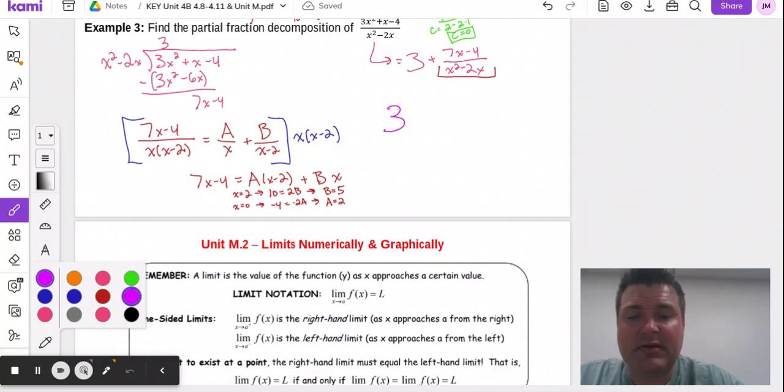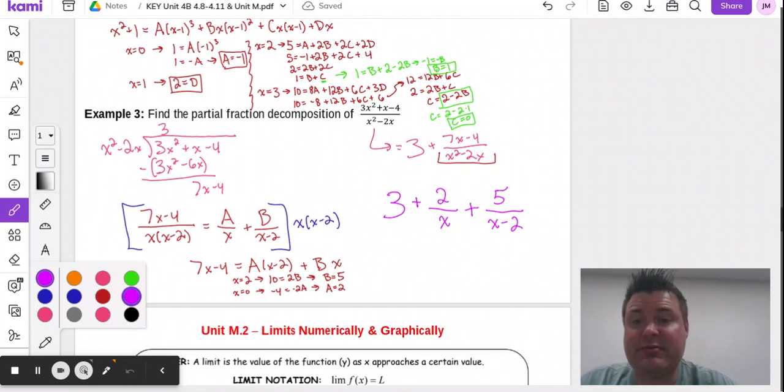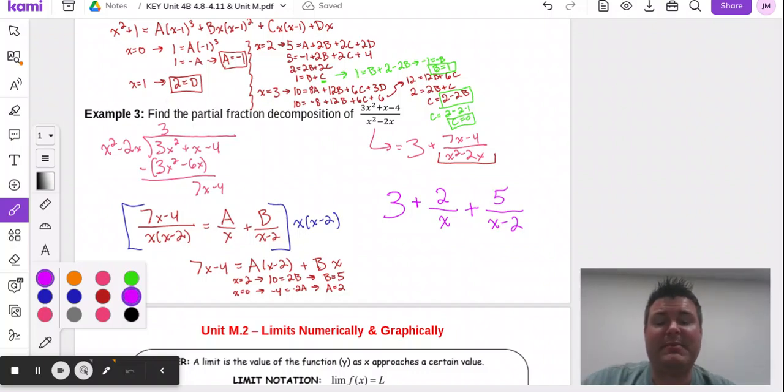So my final answer here, I'm going to write this in purple, is going to be 3 plus, and we have a, which is 2 over x, plus b, which is 5 over x minus 2. What an exciting time to be alive here to do partial fractions. And that is going to wrap up our video.